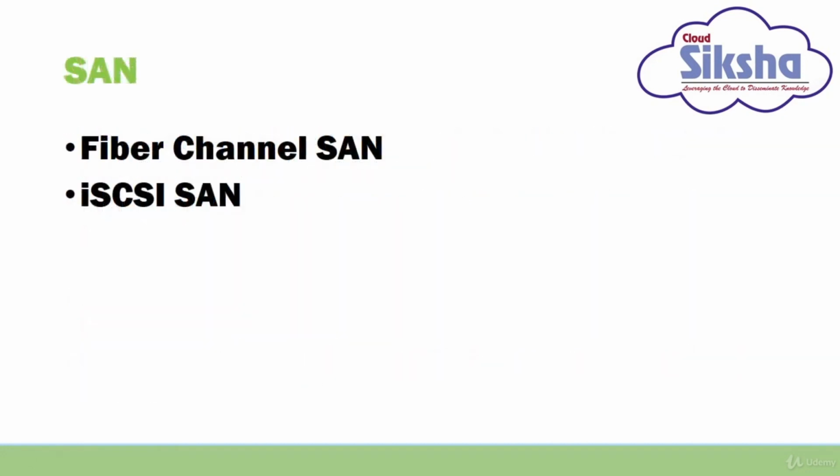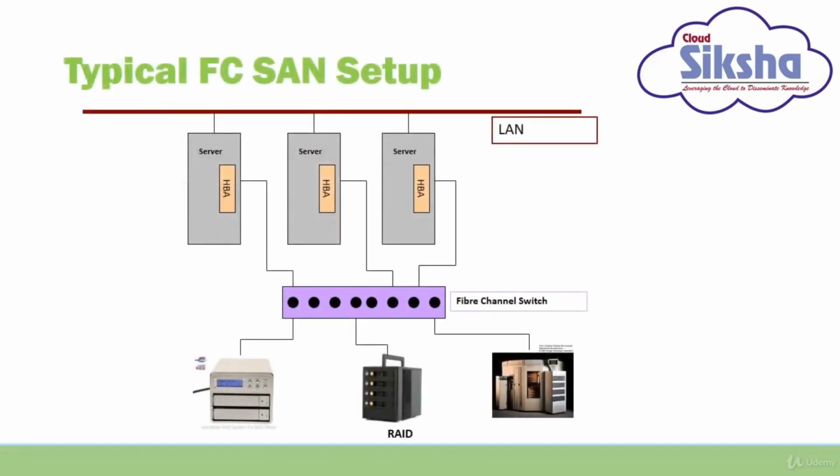Now, the next part is about SAN or storage area networks. A storage area network nowadays comes in two forms. One is a fiber channel based storage area network, and the other is an iSCSI based storage area network. So let's look at FC SAN, or fiber channel SAN, first. This is a typical FC SAN setup.